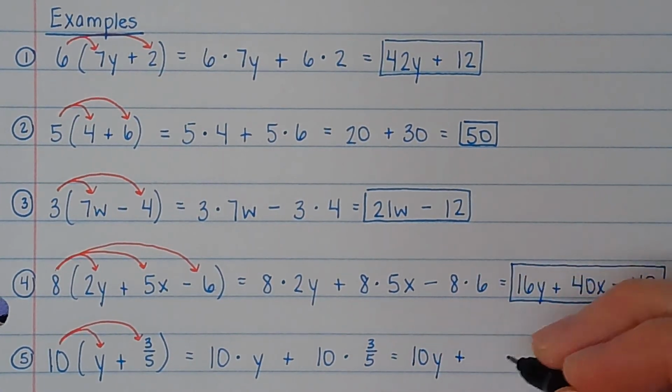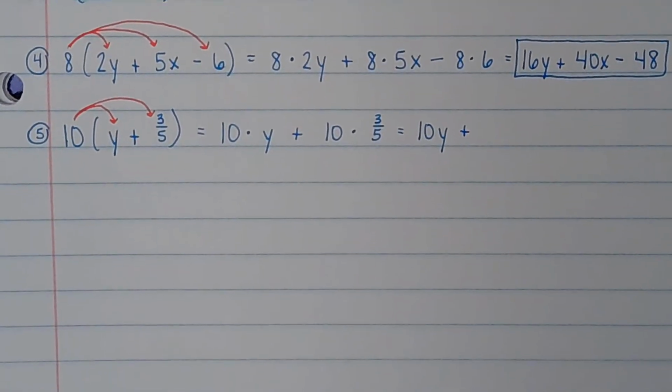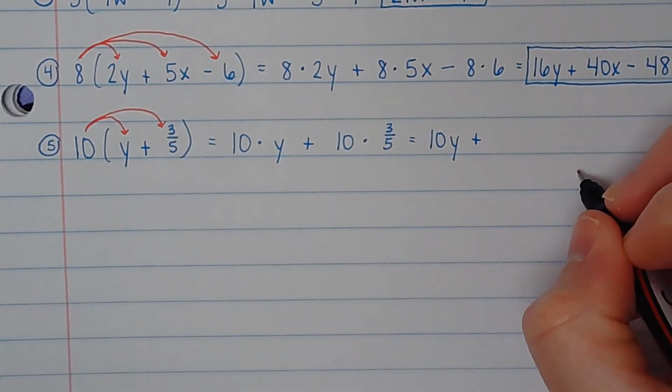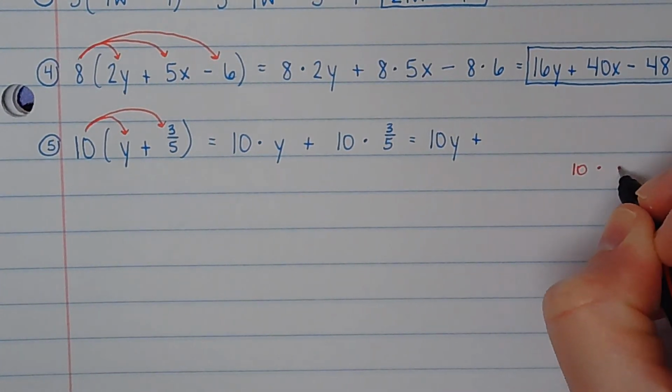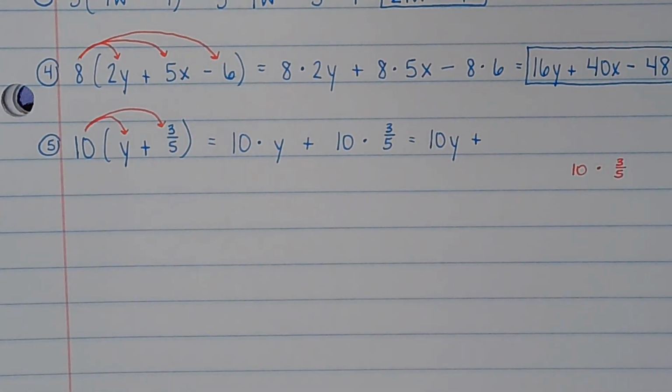Now I need to do 10 times 3/5. Don't panic. We know how to multiply fractions. We've done notes on this before. So let's just write it out real quick. Remember, my rule for multiplying fractions is just going straight across. You're not doing keep, change, flip. That's when you're dividing. We're multiplying, so we go straight across.